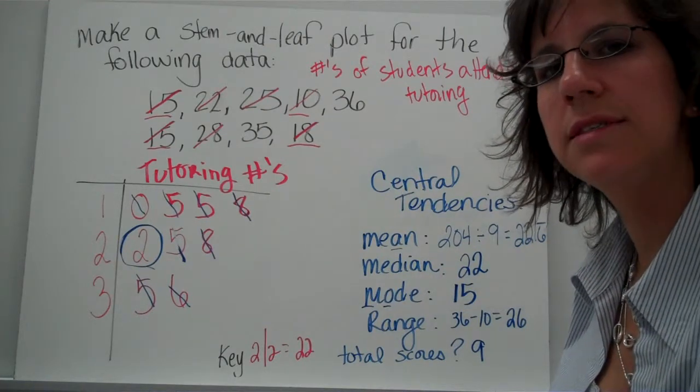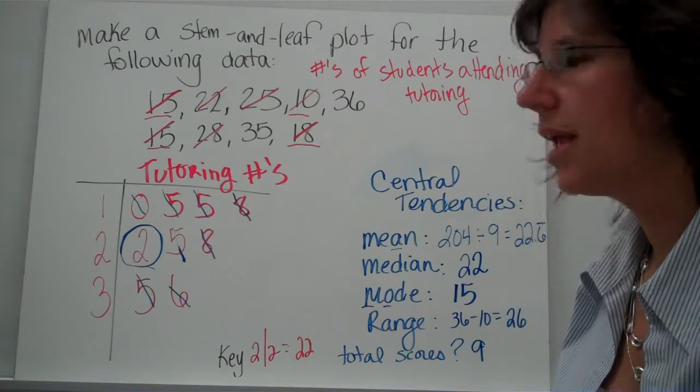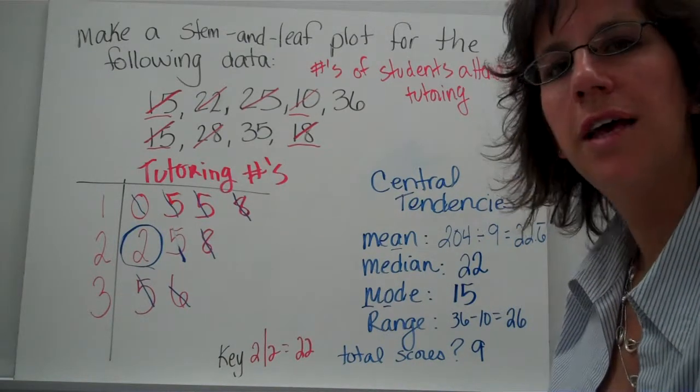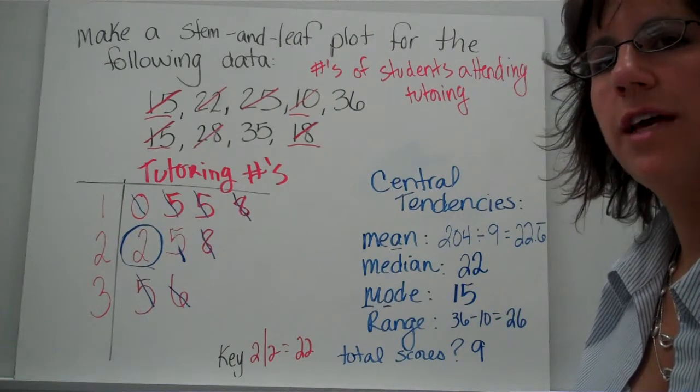Typically, that's what you'll be asked, is different modes of central tendency on looking at stem and leaf plots. As you can see, they're pretty easy to construct as well as to read, and that's why you're going to see them in society, in your regular everyday life and reading.